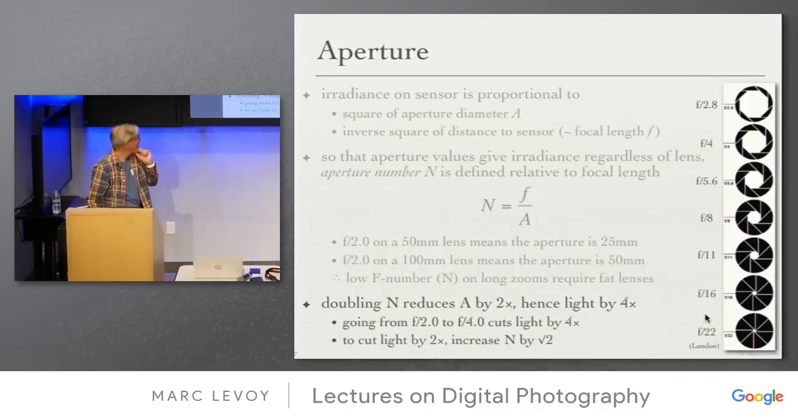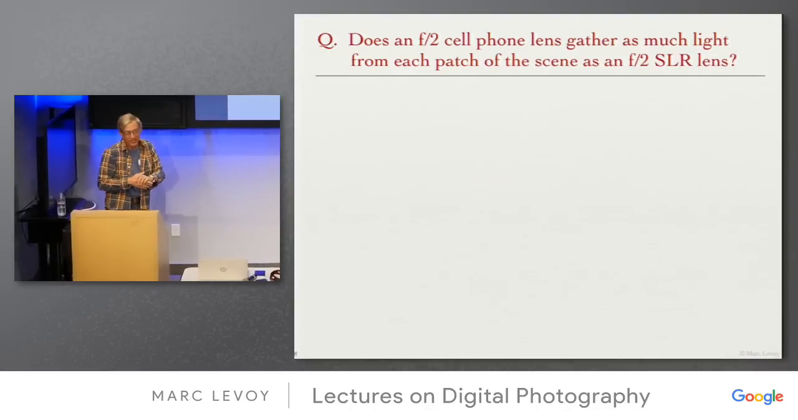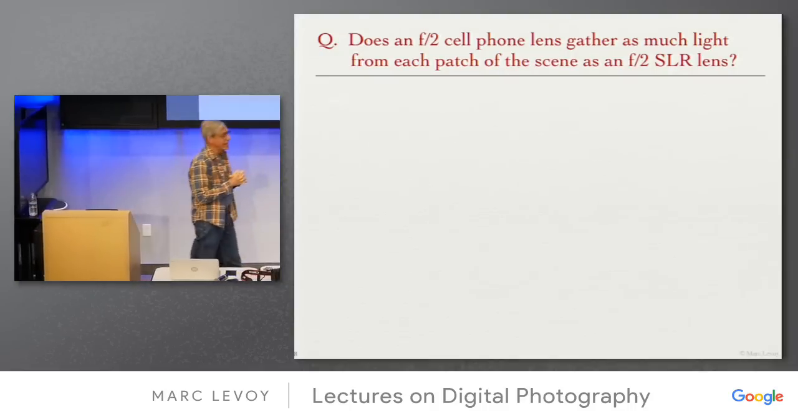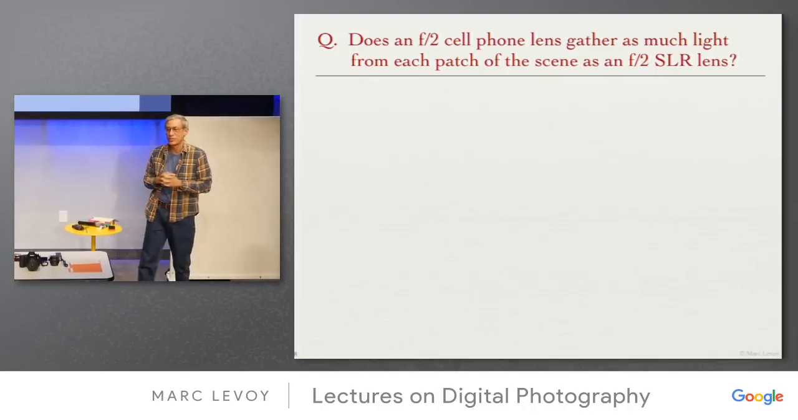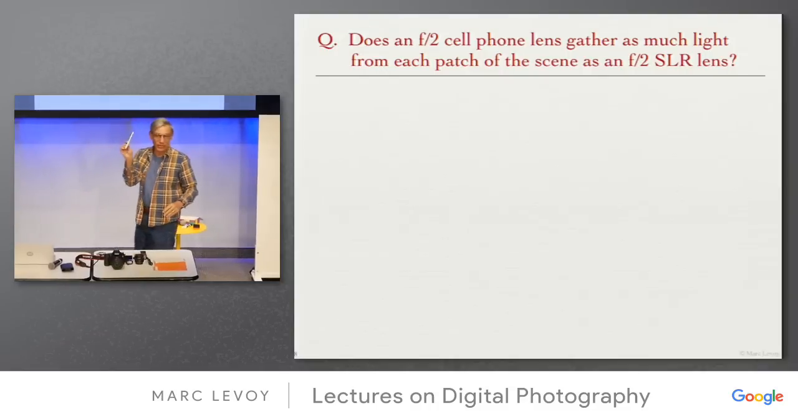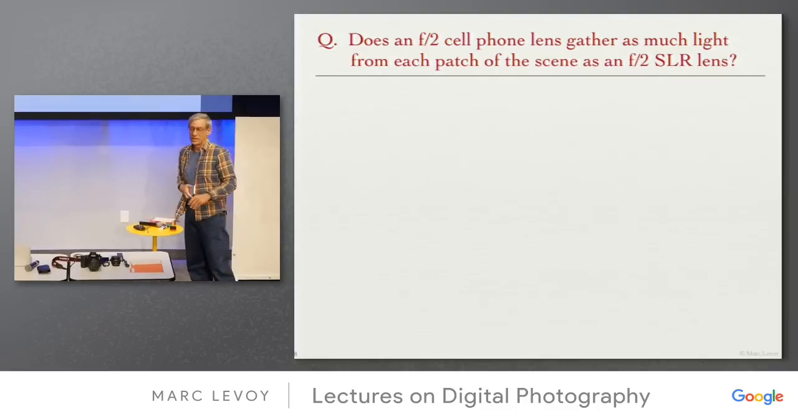All right, so we have enough to do another little brain teaser. Let's see if we can use what we've learned. Does an f2 cell phone lens gather as much light from each patch of the scene as an f2 single lens reflex camera? Okay, so f2 is not that unreasonable. This is f2. This is the Nexus XP.